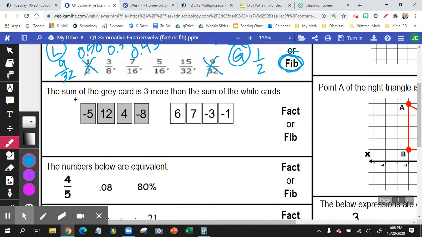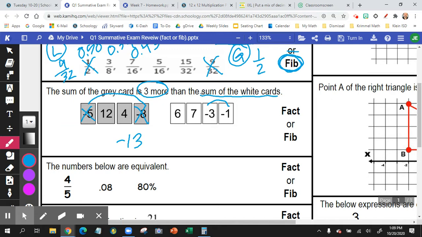So for the second one, it says the sum of the gray cards should be more than the sum of the white cards. So let's check and see if we have more over here. If you look at the gray cards, it looks like we have more negatives than we have with the white cards. So let's put our negatives together. So 5 negatives and 8 negatives is going to give us 13 negatives.